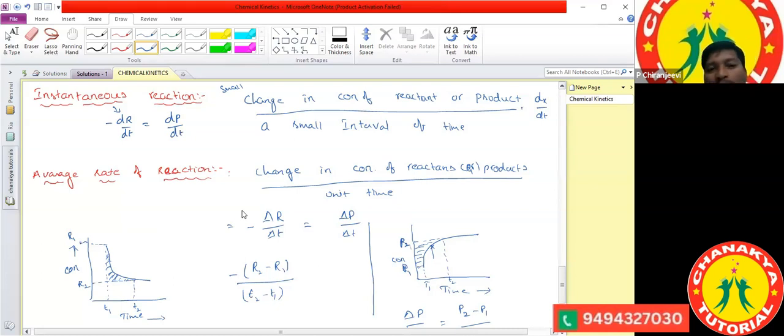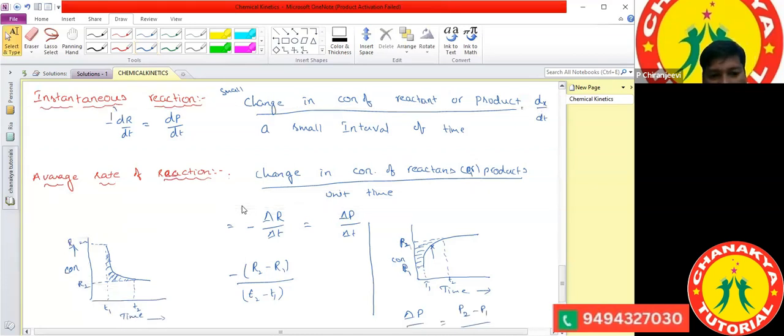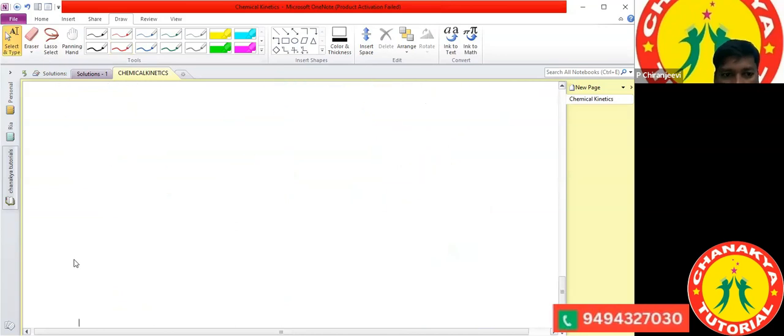Some more important points: if you see previous papers, they ask questions based on the representation of the rate of reaction. Another important concept here is the rate expression. How are we going to express the rate?